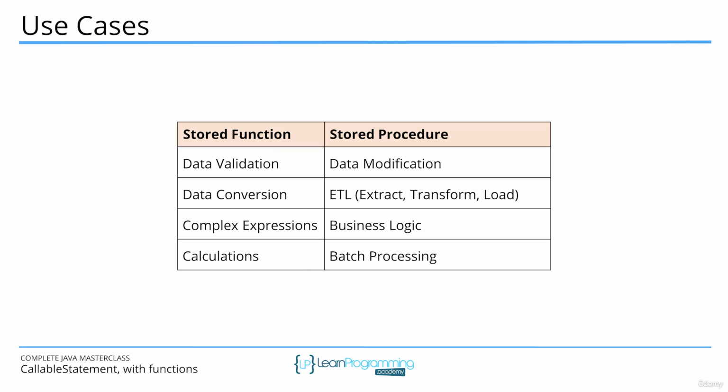On the other hand, the stored procedure is like a mini program in the database and has much broader objectives. Use a stored procedure for data modifications like inserting, updating, or deleting records. Stored procedures are often used to extract, transform, and load data, making use of functions to load data from one table to another. Or maybe you've got some business logic. These rules can be encapsulated in a stored procedure. And we've already seen that a stored procedure can be used for batch and transactional processing.